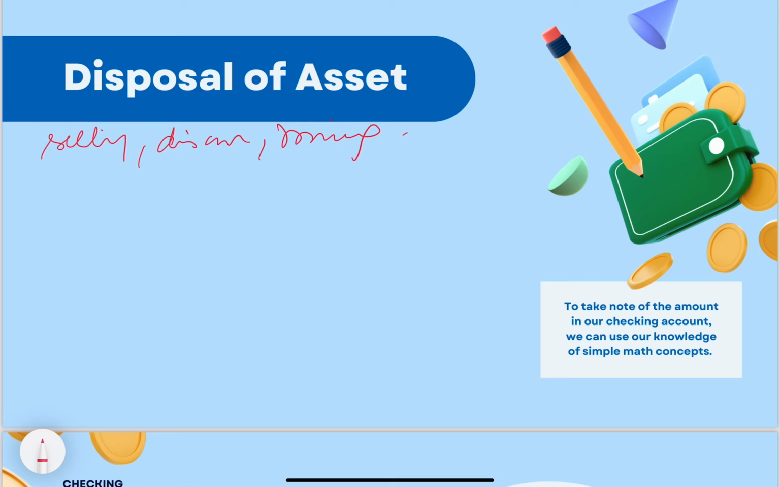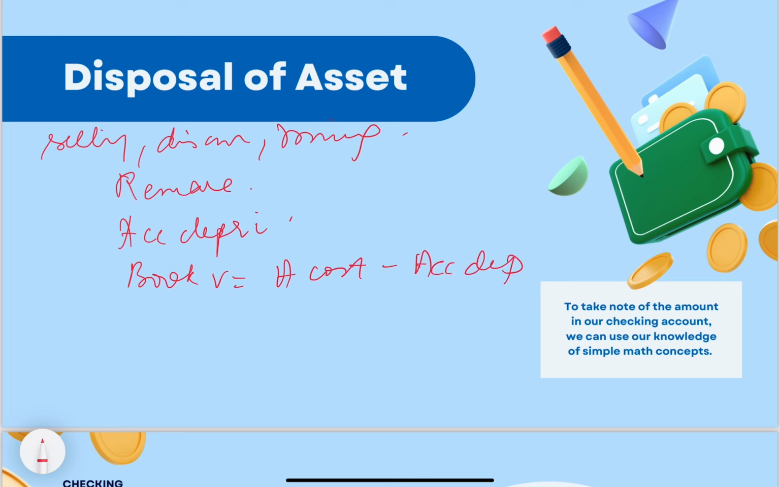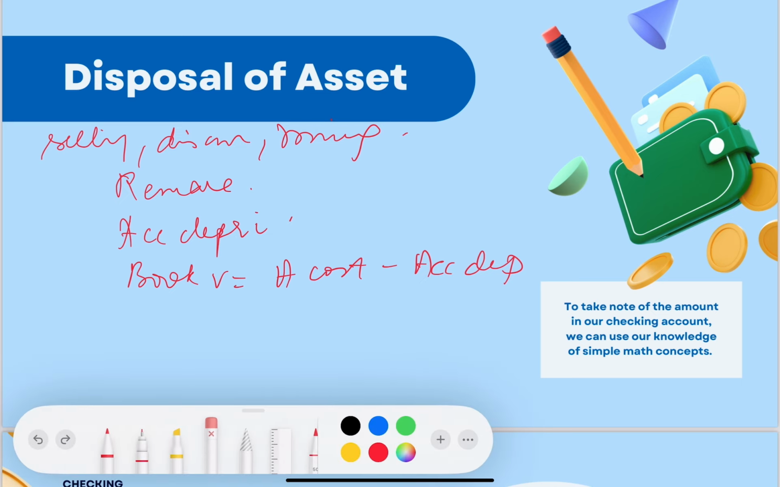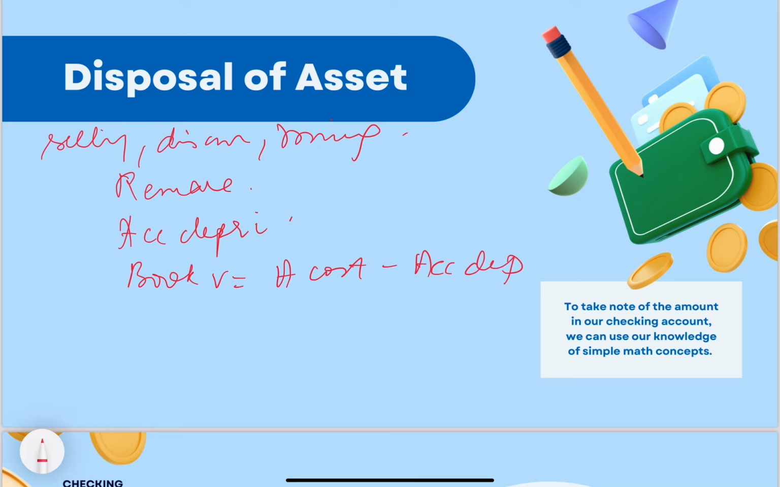Okay. So, what are the different steps for disposal? First, you remove the asset from the books, then you remove the accumulated depreciation, then you find the book value, that would be the asset's cost minus the accumulated depreciation. So you compare the book value with the sale proceeds. If the sale proceeds are greater than the book value, you have a profit on the sale. But if the sale proceeds are lesser than the book value, you have a loss. So this is how you do it.